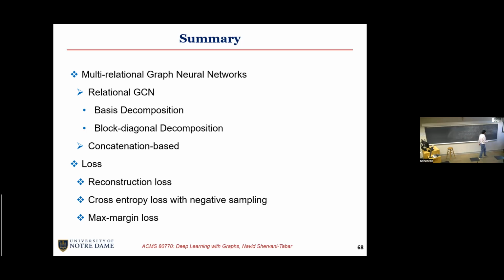Then we went over cross entropy and defining negative samples by corrupting the head or tail of an edge between two entities. And then we looked at max margin loss, which is essentially trying to impose the constraint that your decoder's score for the true edge must be larger than your score for the negative edge by some margin delta.